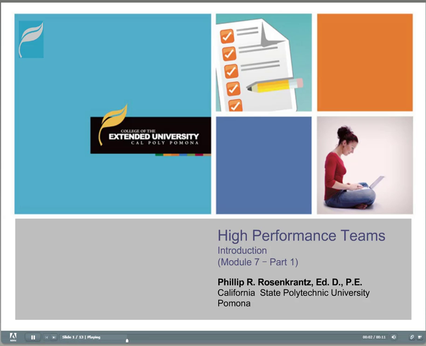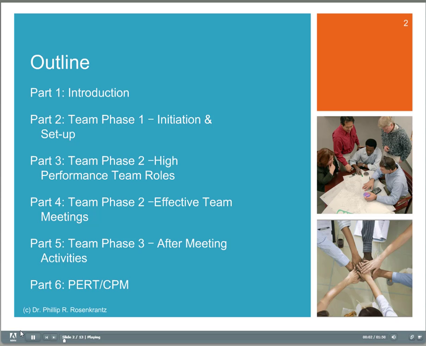Module 7 is about high-performance teams. Part 1 is the introduction to high-performance teams and the high-performance team meeting model. I'd like to spend a little time going over the outline for Module 7 to provide some context.